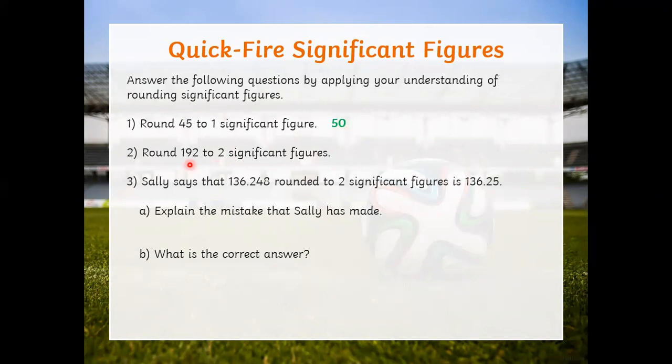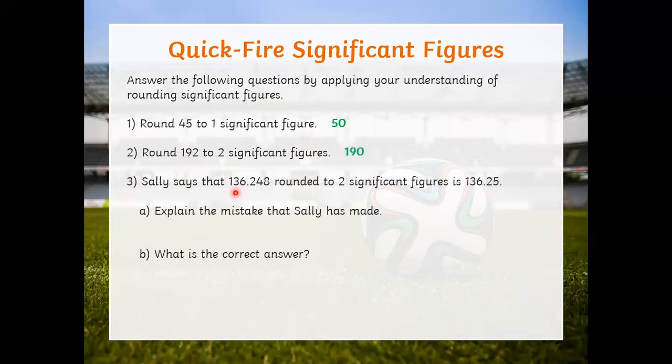Okay, now we need to round 192 to two significant figures. So we need to determine if this is going to round down to 190 or round up to 200. And it's going to round down because 2 is below the halfway point. So it's going to round down to 190.